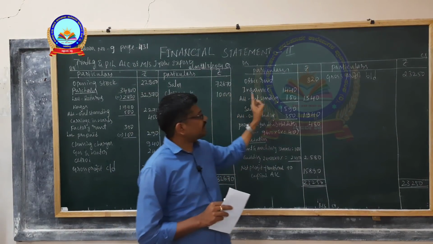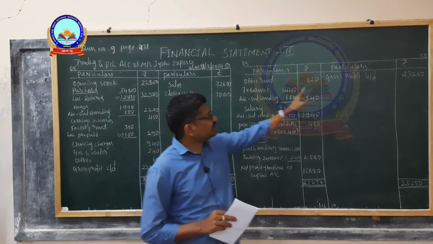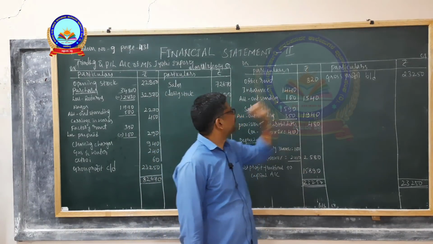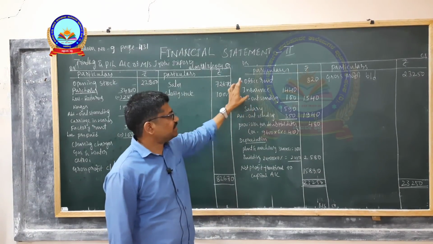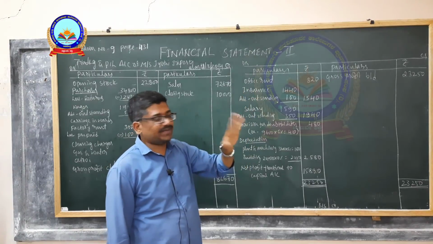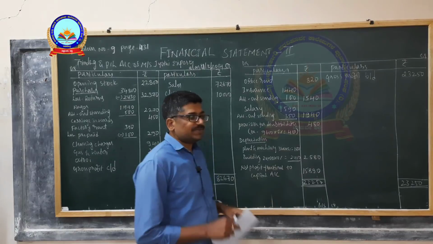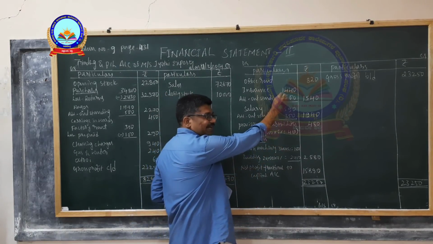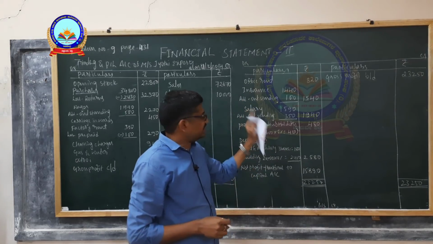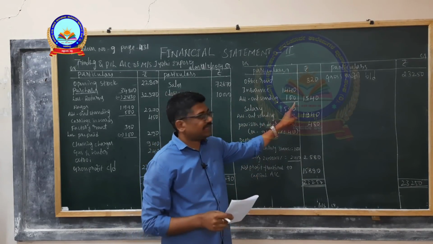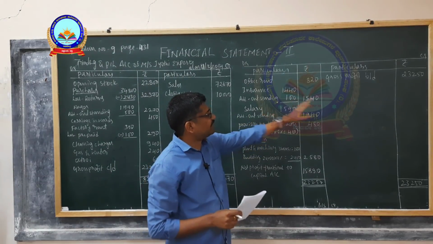The first one is office rent. Office rent does not have any adjustment. Write the amount, rupees 820. Next, insurance. Insurance is an indirect expense. Insurance means insurance premium, so insurance premium is rupees 1440. It has an adjustment, which is why you write it in the detail column: 1440. Add outstanding insurance, given in the adjustment, rupees 100.